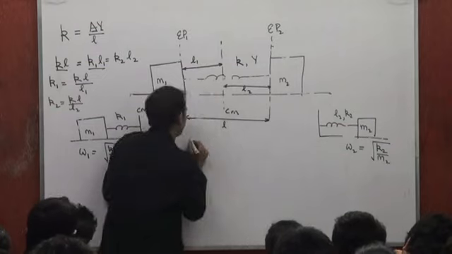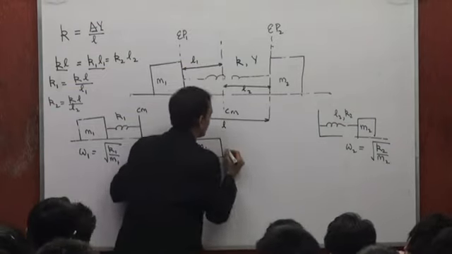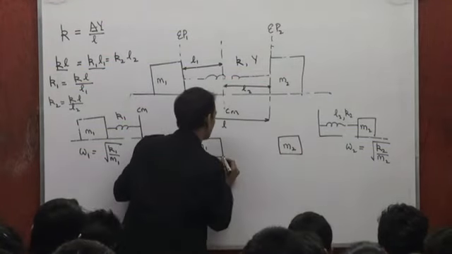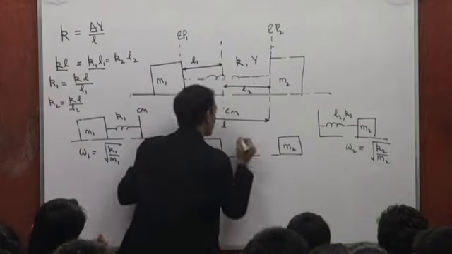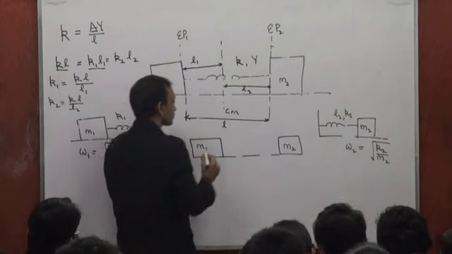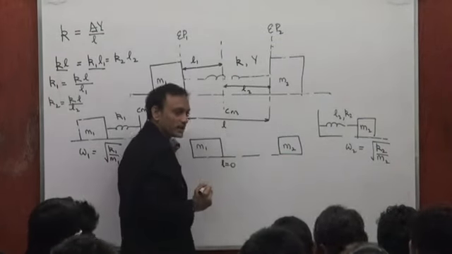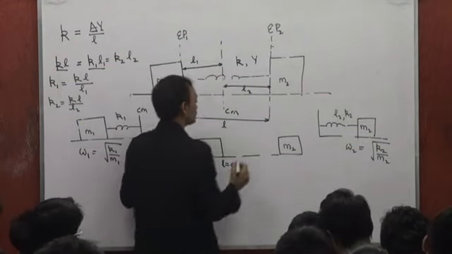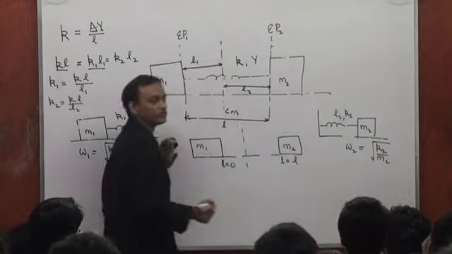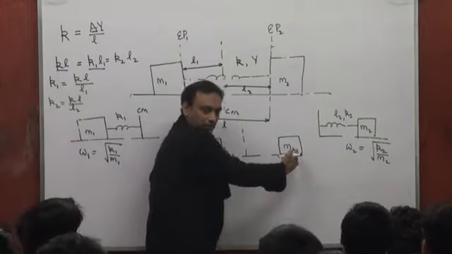Hey, if I have two masses, say M1 and M2, right? Say this was L equal to 0. This was L equal to L, the length of the spring, the initial length of the spring, right?